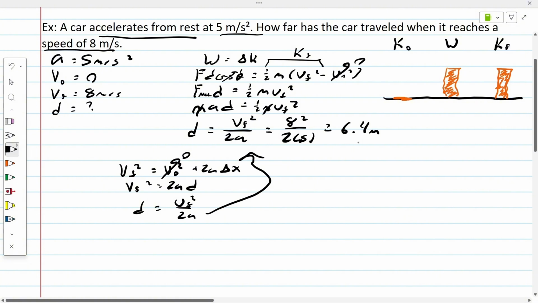But this won't always work, because in this case we had constant acceleration, and sometimes doing energy is going to be a lot easier than kinematics. Sometimes kinematics will be easier. So it's important to realize when you can use different techniques, but a lot of times it's going to be easier to use energy than kinematics, but in this case it shows that you can use both.